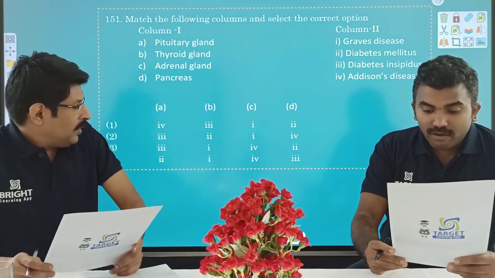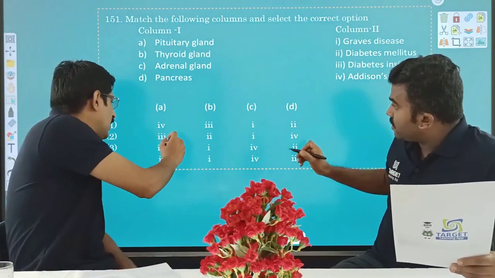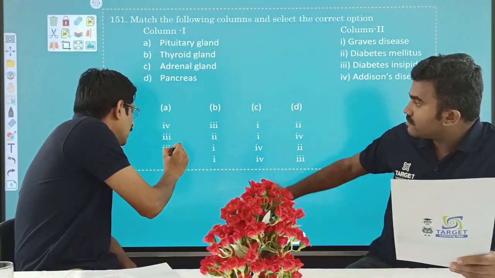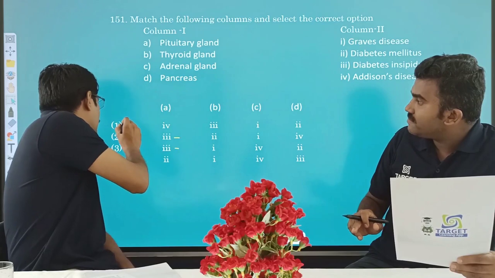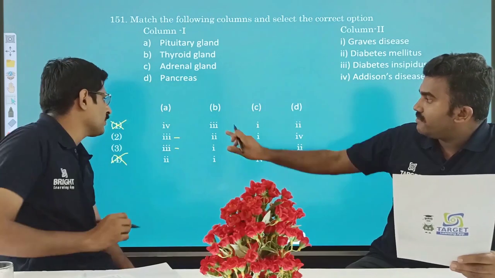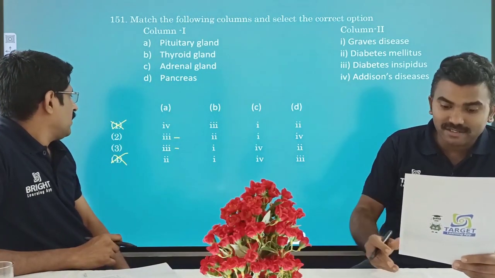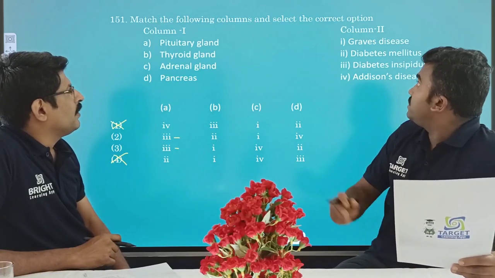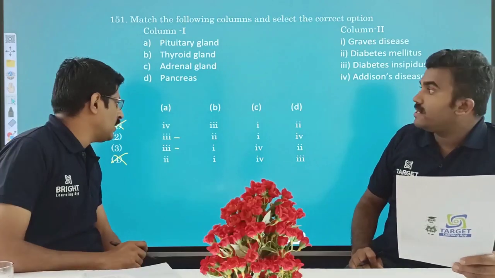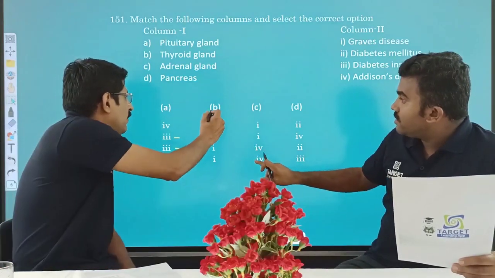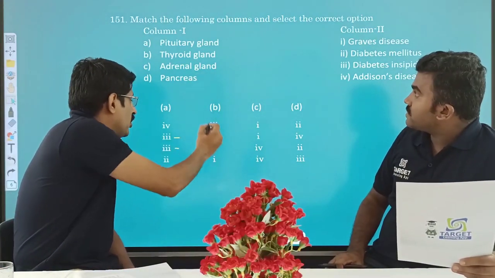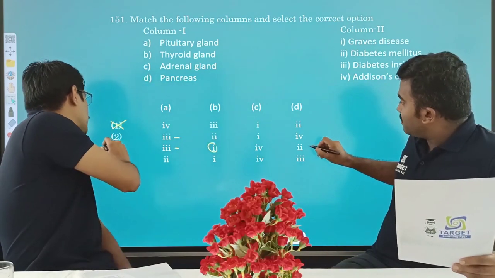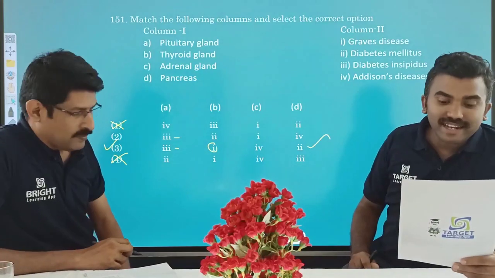Then thyroid. How many options? Two options, I think, one and two. So you can exclude these two. We can see two and three, which is the right answer. Thyroid gland. Here, Graves' disease, exophthalmic goiter. So answer 3 is the right answer. Okay, 3 is the right answer.